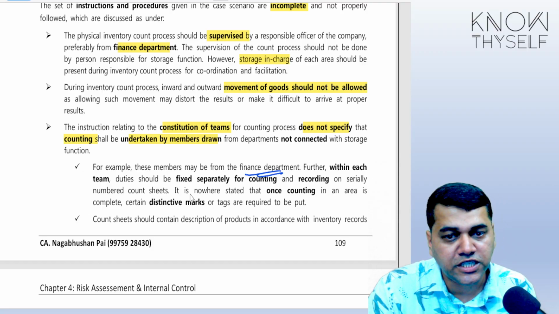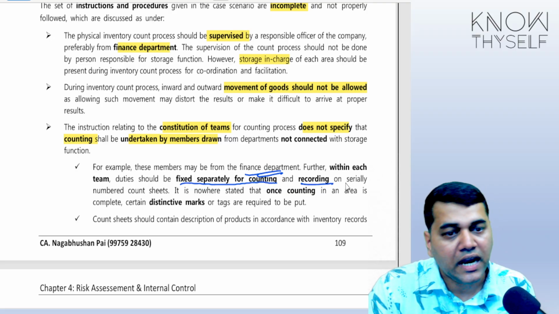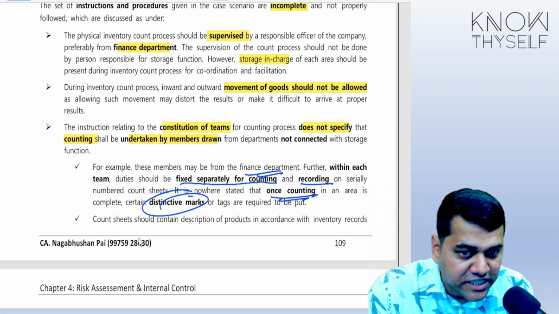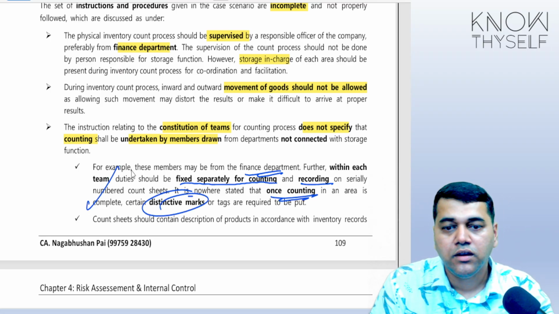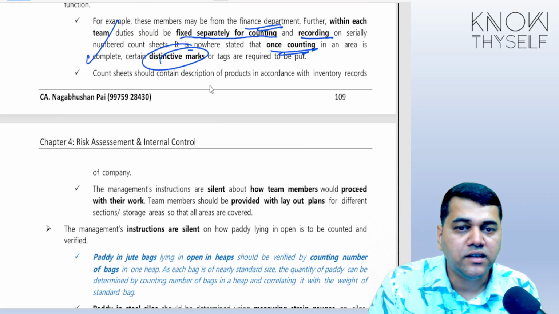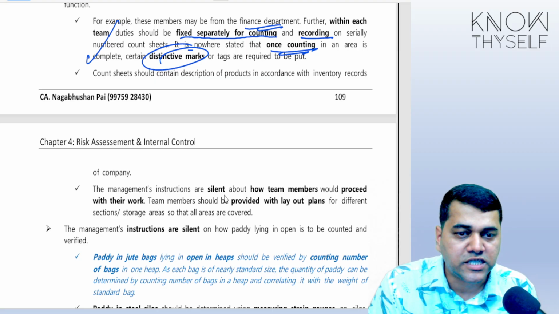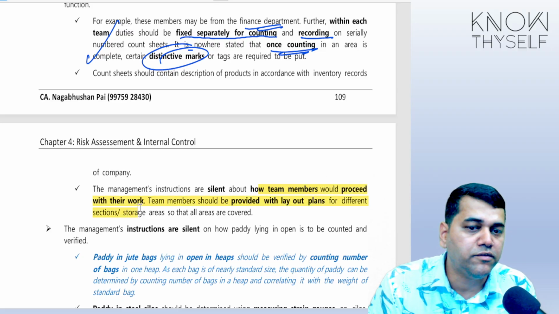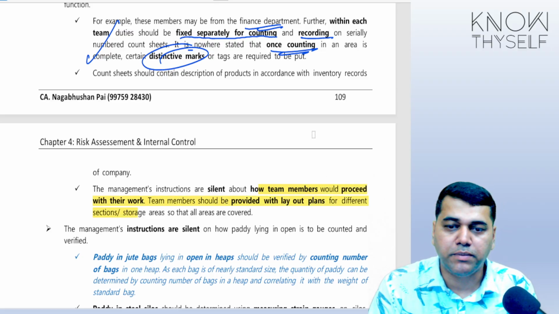Further, within each team, they should be fixed separately for counting and recording. And once counting is done, they have to put a distinctive mark on that stack. Okay, this is completed. The count sheet should contain a description of the products in accordance with the inventory count, and the instruction is silent on how the team members would proceed with their work. Okay, the members should be provided with the layout of the plan.